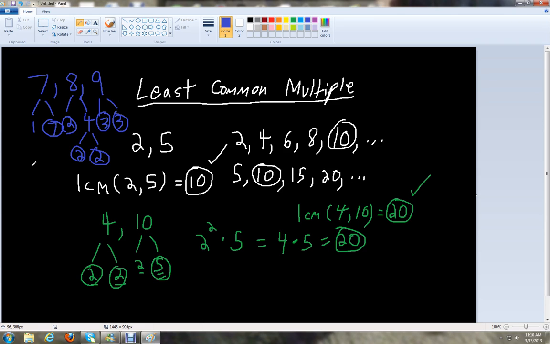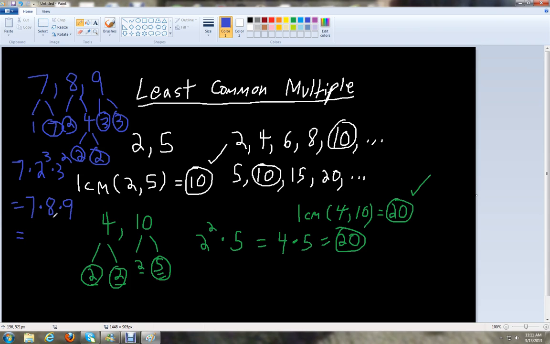So we're just going to multiply those together. So we'll have 7 times 2 to the third power, times 3 times 3, that's 3 to the second power, or 3 squared. And then multiplying those together, we get 7 times 2 to the third, that's going to be 8. 2 times 2 is 4, 4 times 2 is 8. And then 3 squared is 9. Okay, so we have 7 times 8 times 9.